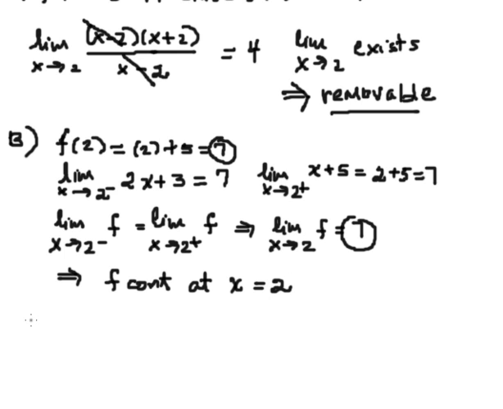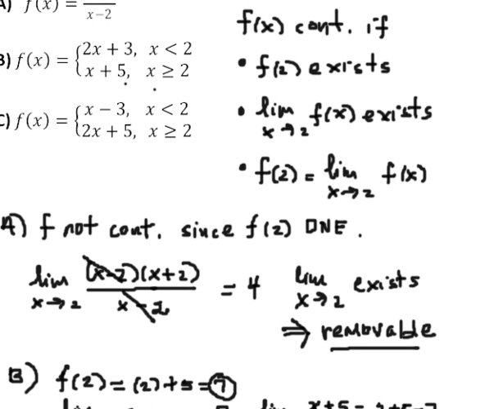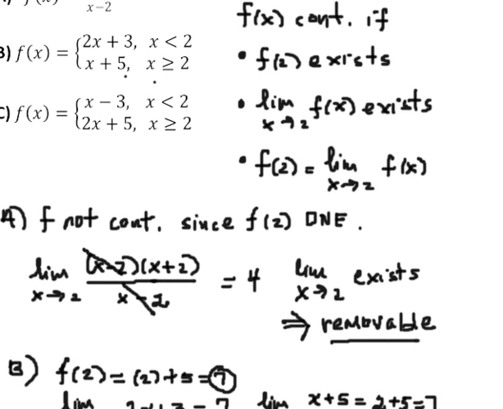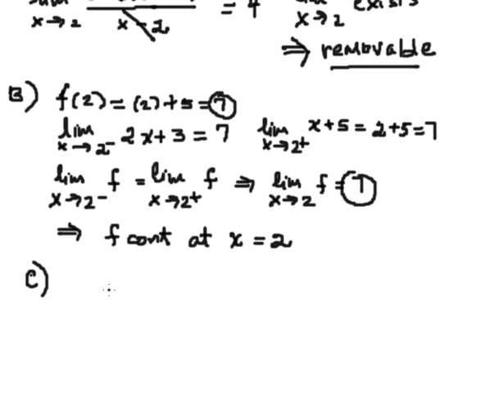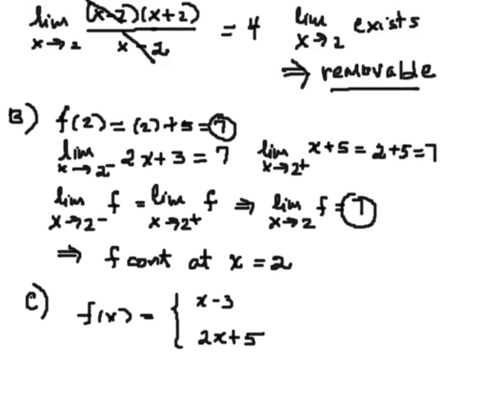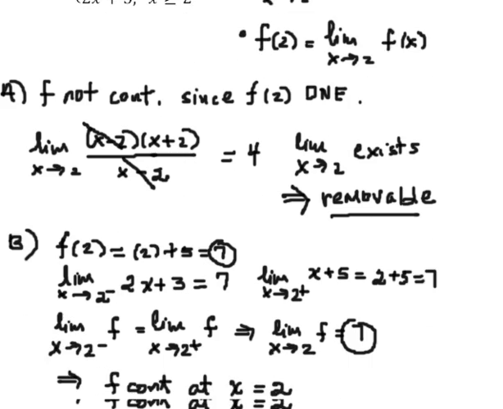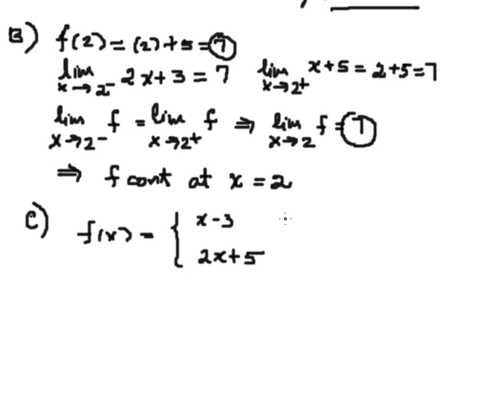Okay, so let's look at part C. We have another piecewise defined function. Let's find that. It's right here. So we have x minus 3, 2x plus 5. Let me rewrite it. And let me just take another glance here. This one is x less than 2, x greater than or equal to 2.